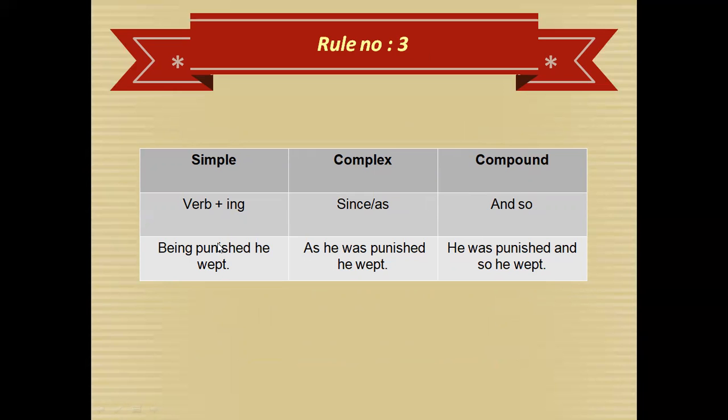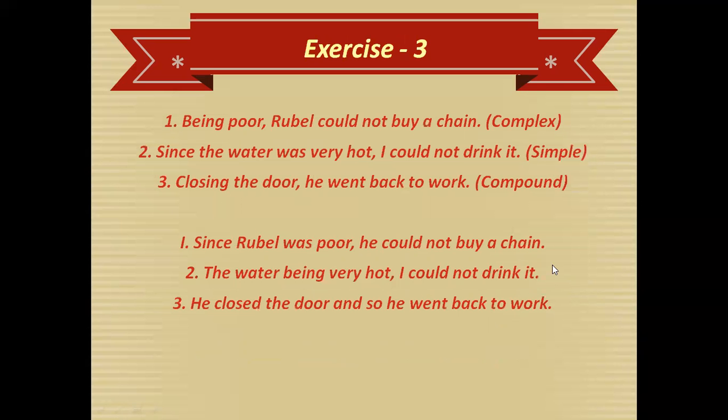So here you can see the example, being punished. So here verb be plus ing, being punished, he wept. While writing in complex, as he was punished, he wept. Then in compound, he was punished and so he wept. Now we can see the exercise. What's the exercise here?